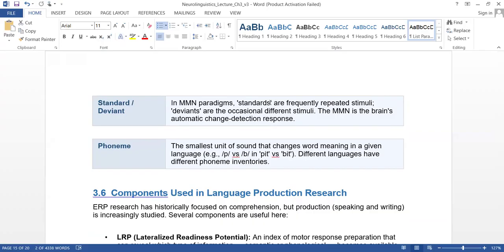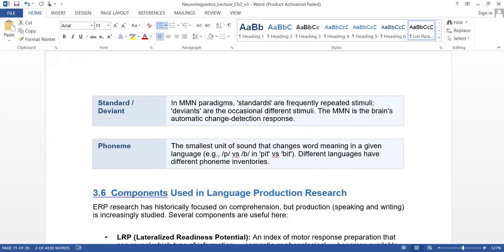So that means there are deviations possible, right? Standards are frequently repeated stimuli. Deviants are the occasional different stimuli. Now, what does that mean? That means that when you're repeating the same stimuli again and again, and you give one deviant, right? So then the standard deviation should be larger, right? Phonemes, the smallest unit of sound that changes word meaning in a given language.